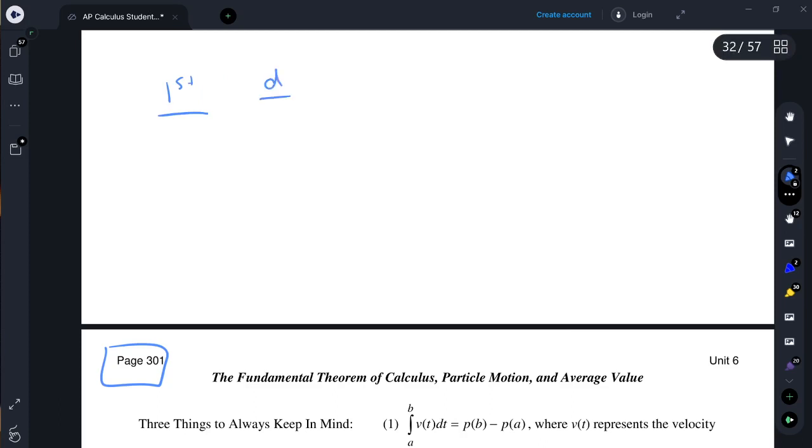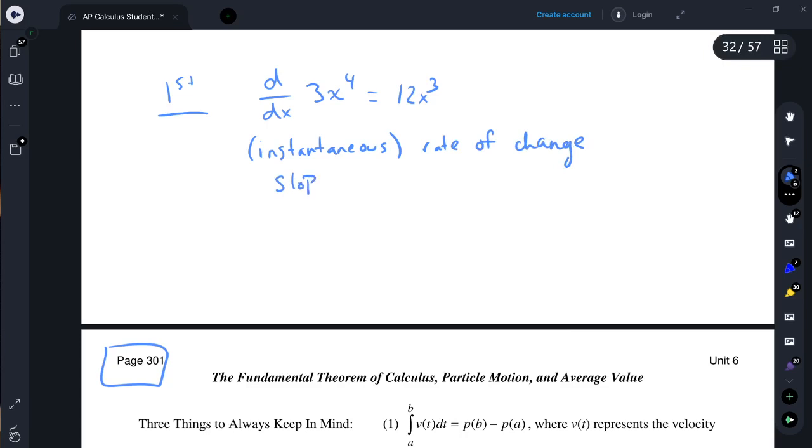The big thing we talked about for the majority of the semester was derivatives, right? And so if I took the derivative, let's say of 3x to the fourth, that was 12x cubed. Derivative was our instantaneous rate of change. We also had average rate of change and other types of rate of change, but generally the derivative at a point was our instantaneous rate of change, and on a graph it was the slope.